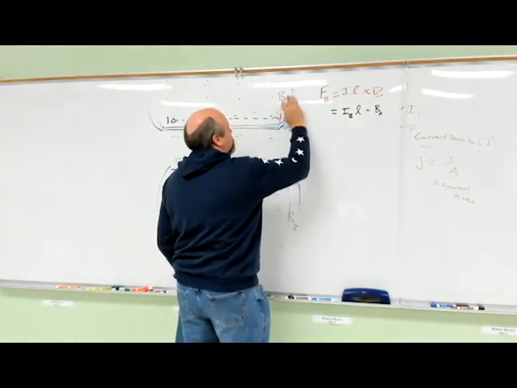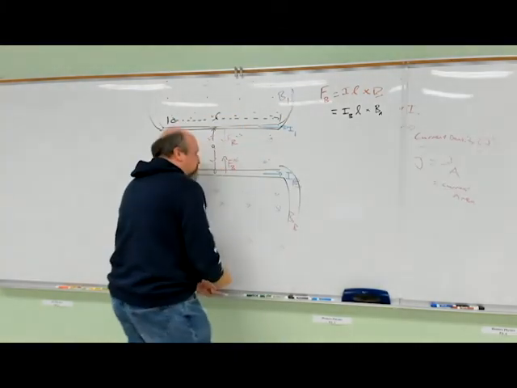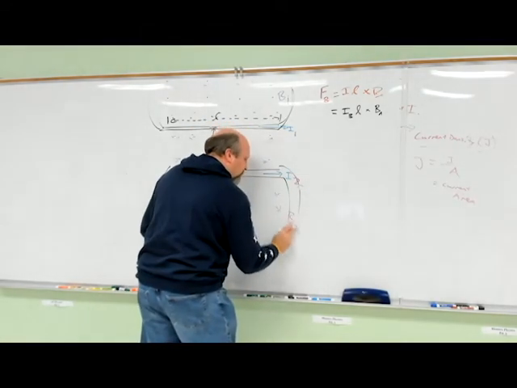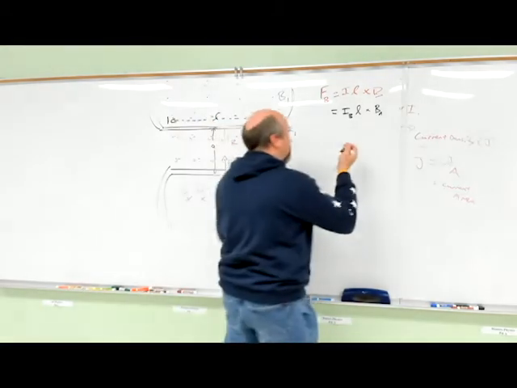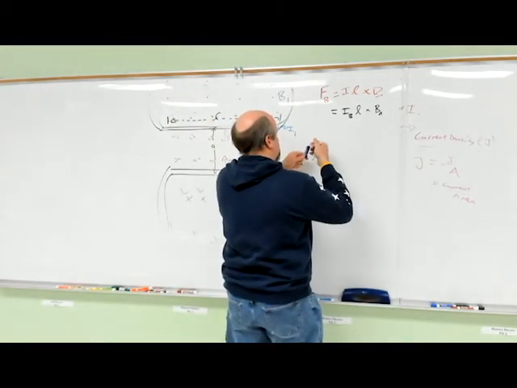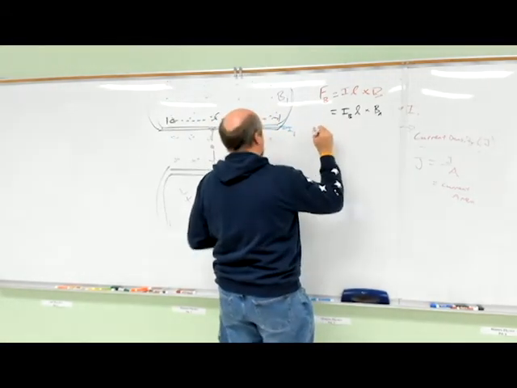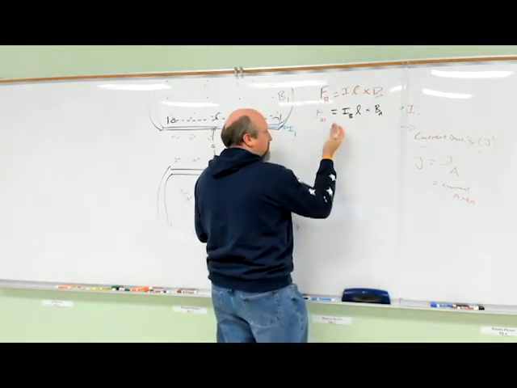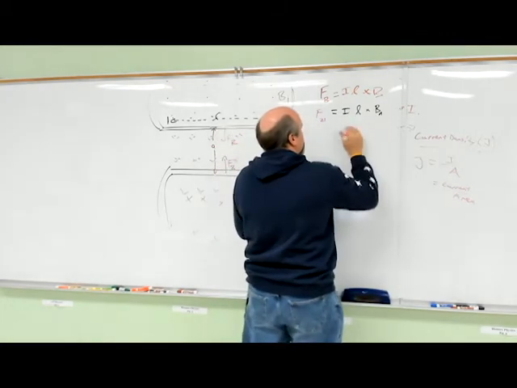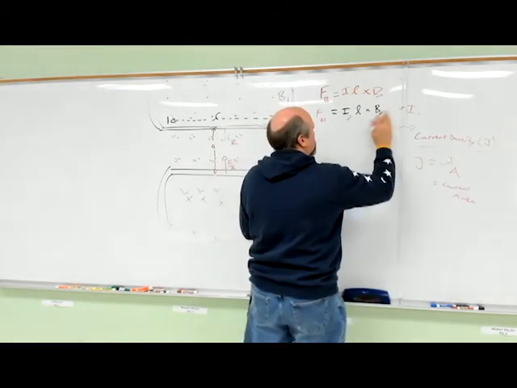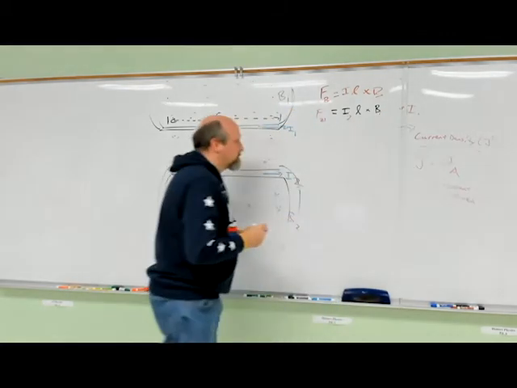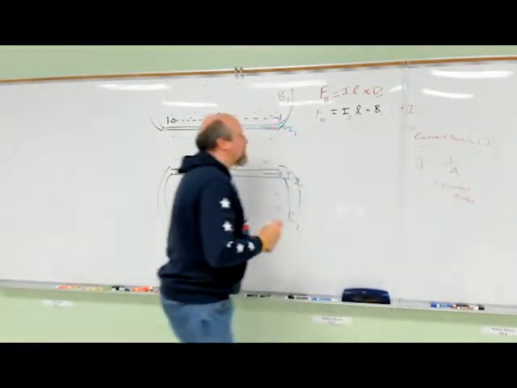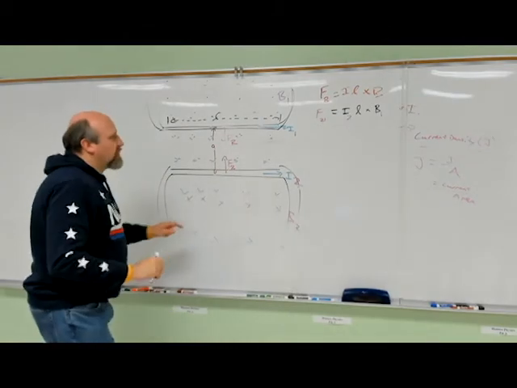This is wire 1. This is the magnetic field made by wire 1. This is wire 2. And this is the magnetic field made by wire 2. This is the magnetic force on wire 2 by wire 1, like that, would be the current on wire 2 times the length times the B field made by wire 1. Right? Yeah? There we go. Okay.